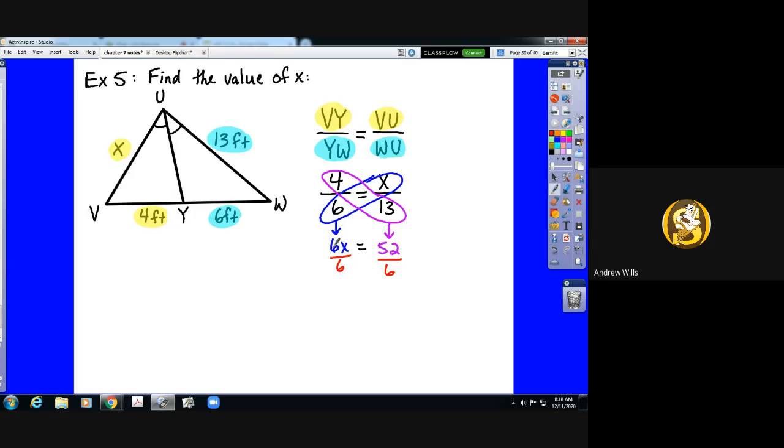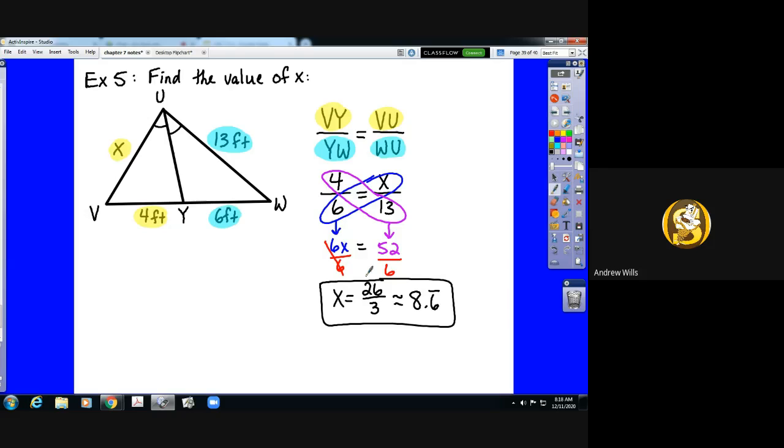52 is not divisible by 6, which means our answer again is going to be a partial number, a fraction. So 26/3, which is a lot cleaner than the decimal approximation. I guess it's not really an approximation. 8.6 repeating. Okay, so 26/3 is a lot cleaner. That's why we'd rather have the fraction.